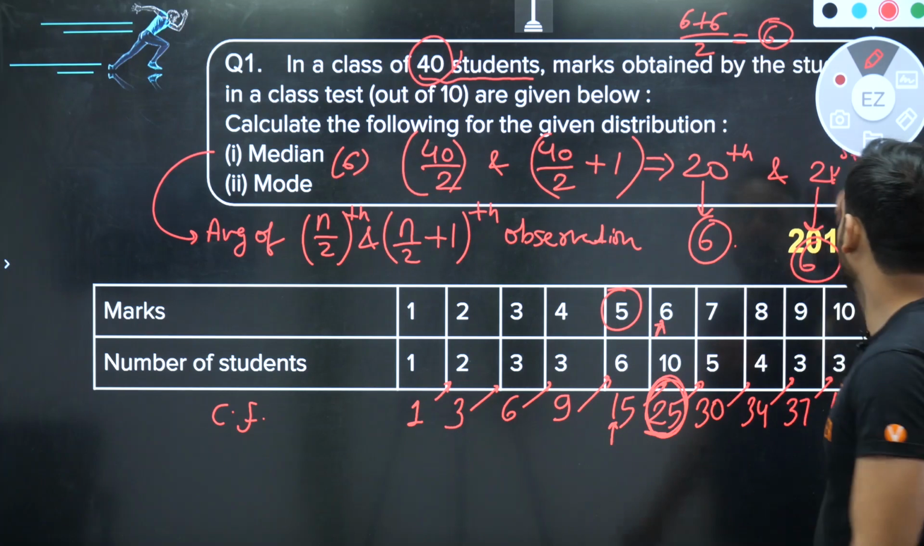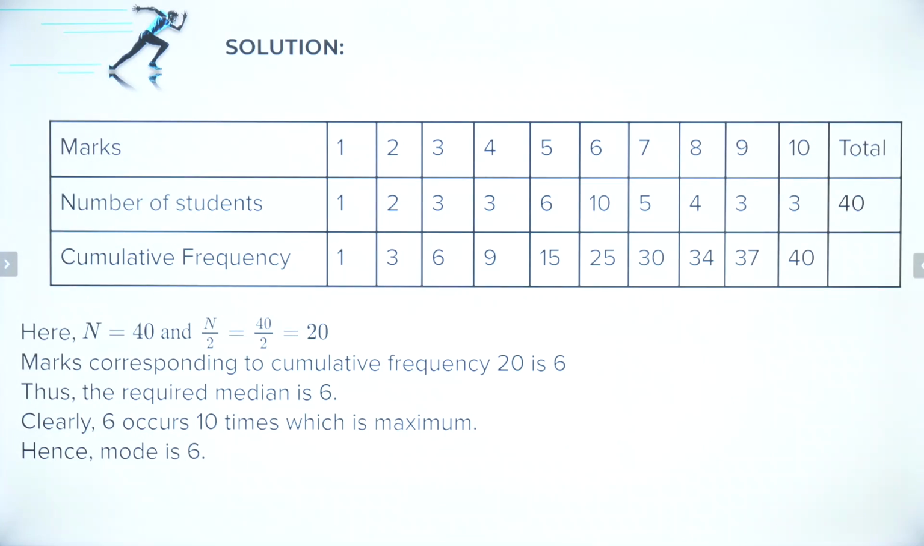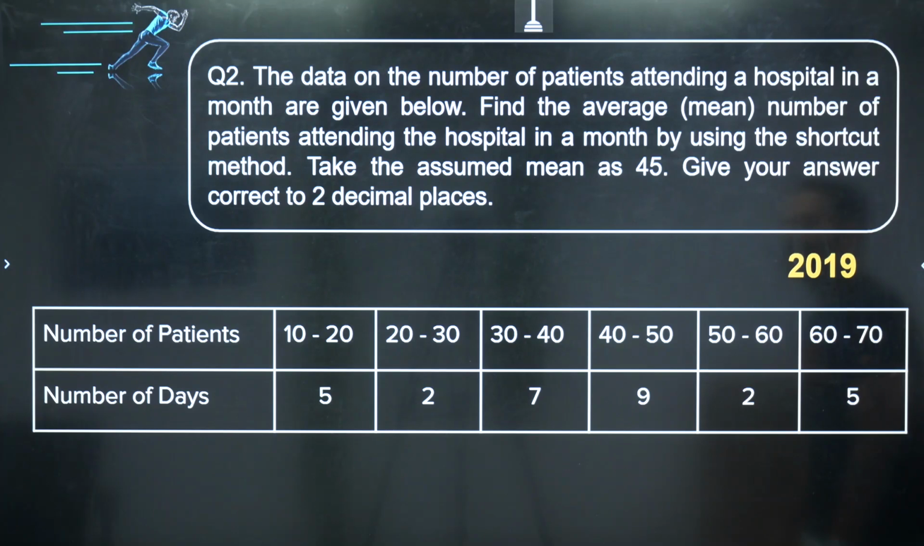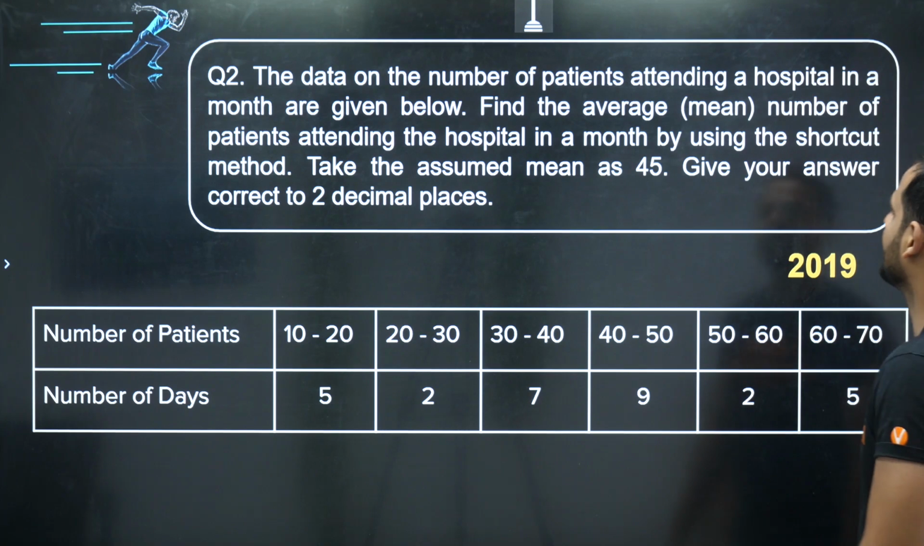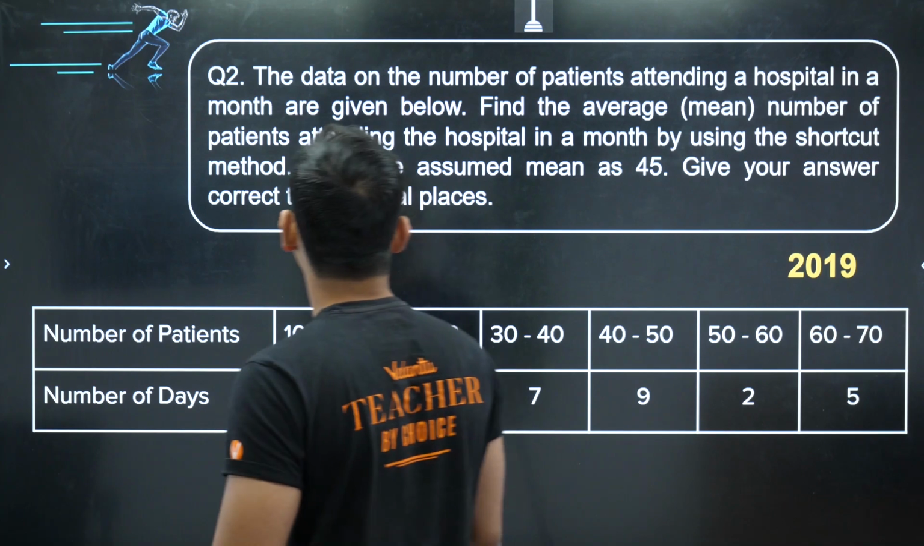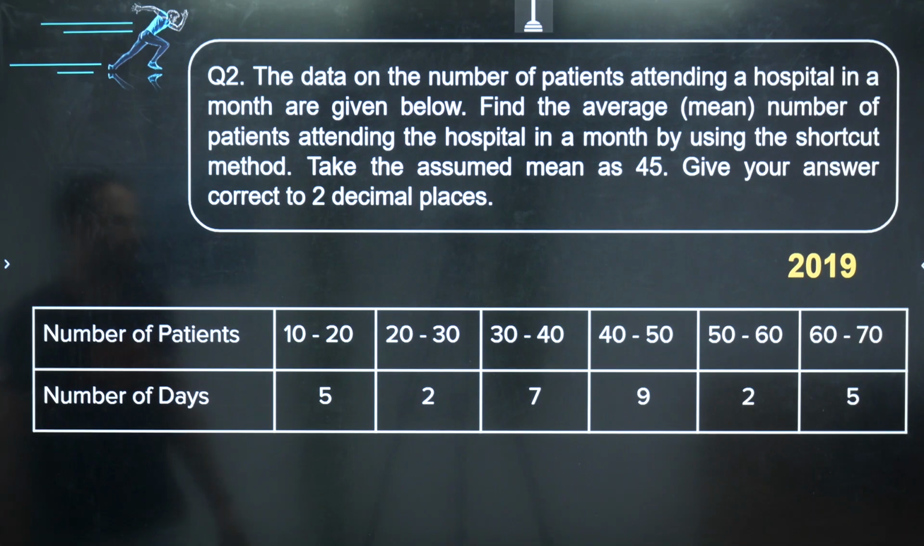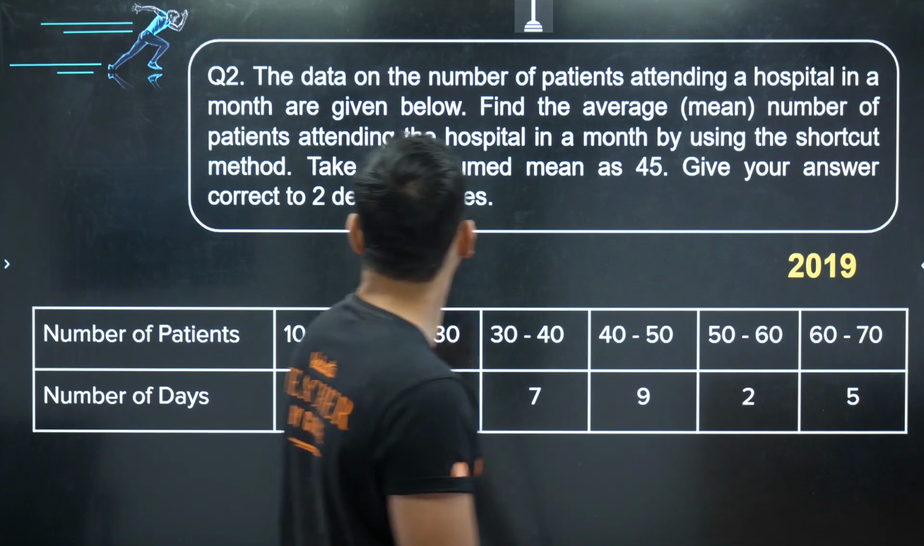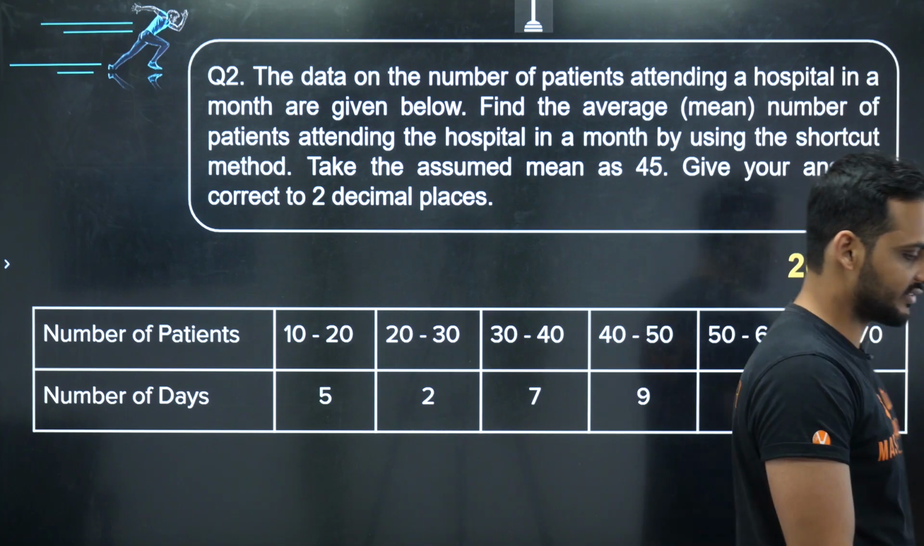Okay, let's move to the next question now. The next question we have is this: the data on the number of patients attending a hospital in a month are given below. Find the average number of patients attending the hospital in a month by using the shortcut method. Take the assumed mean as 45. Give your answer correct to 2 decimal places.